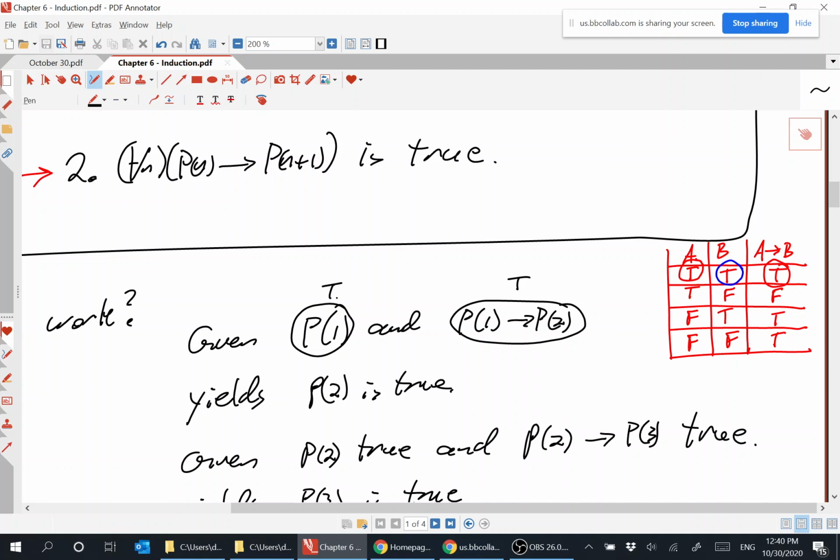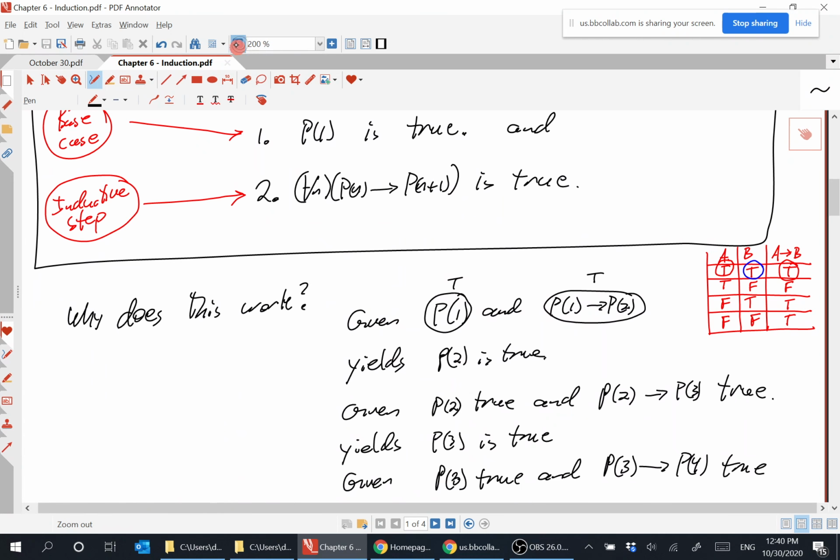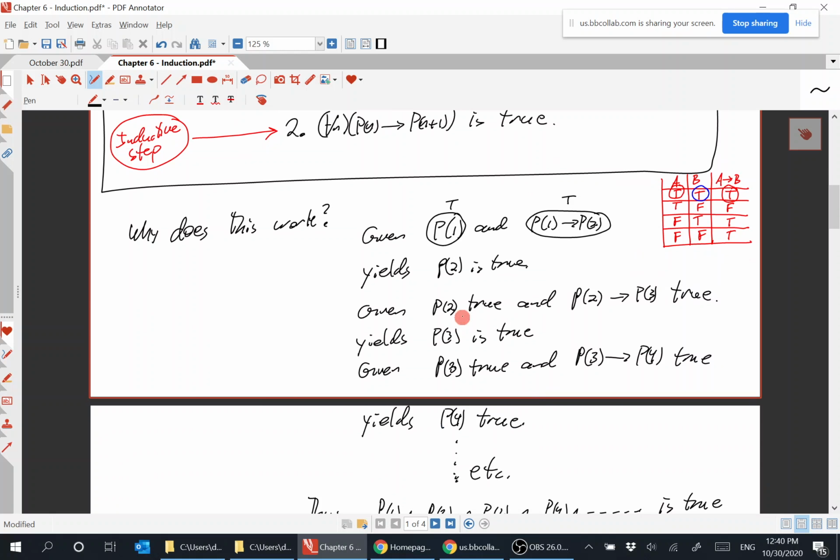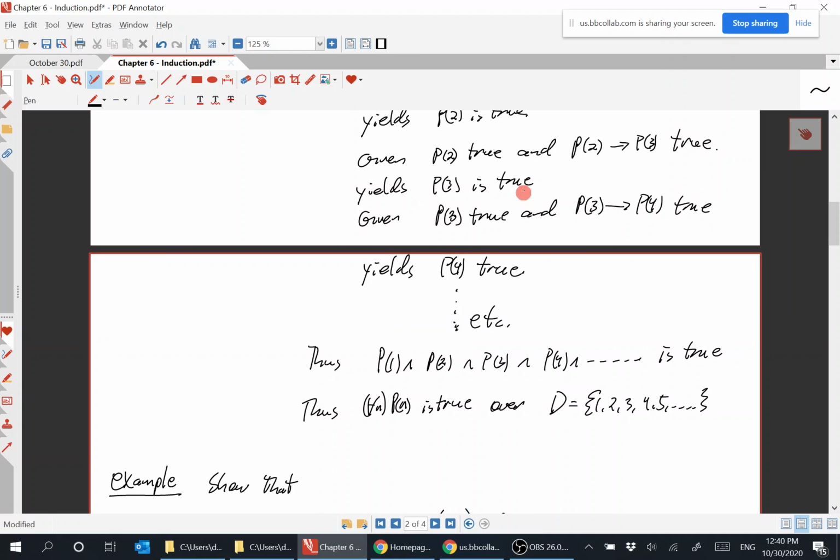So given that P of 1 is true and P of 1 implies P of 2, it gives you P of 2. Given that P of 2 is true and P of 2 implies P of 3, that gives you P3. Given that P3 is true and P3 implies P4, you get P4, etc., etc. So you get P1 and P2 and P3 and P4 and P5 and P6. That's all true. Thus, Pn is true for all n.